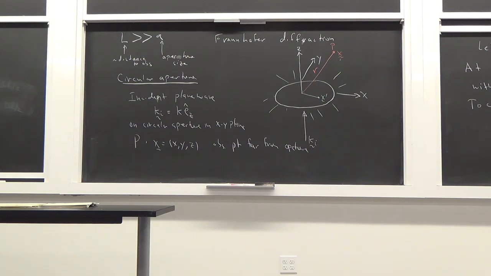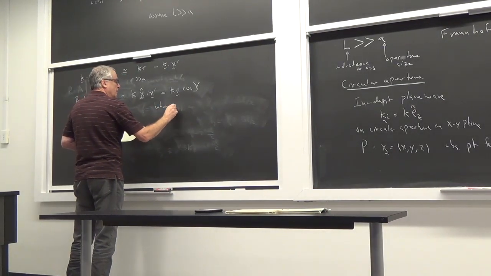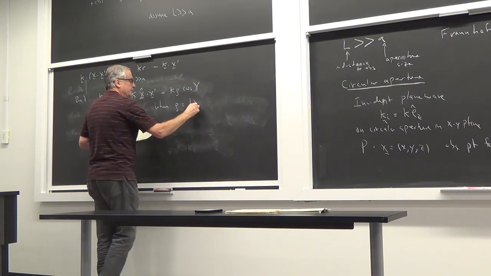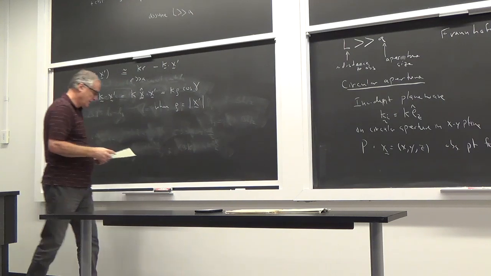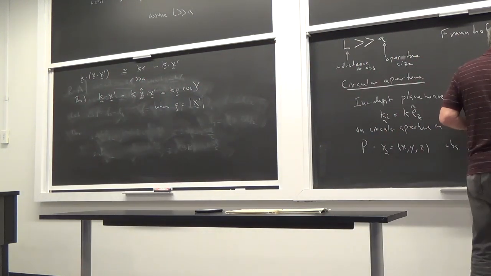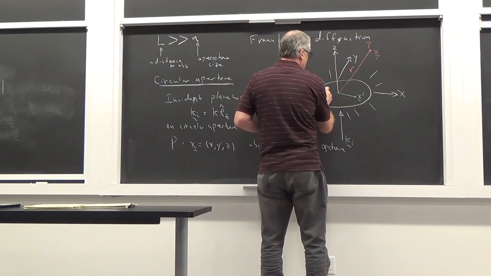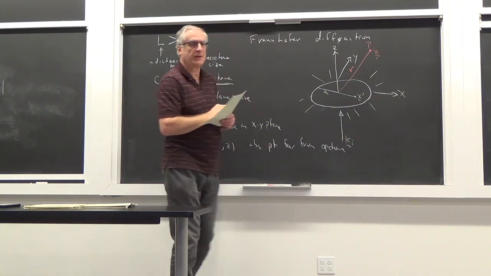And so we can write this as k times rho times cosine of gamma, where rho is just the magnitude of the x prime vector. And we also have that the size of the aperture is a, if the radius of the aperture is a.